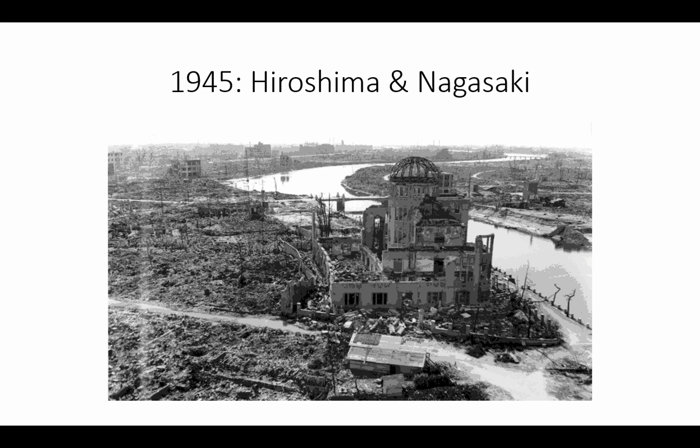These bombs were used. Two atomic bombs were dropped on Japanese cities, the Japanese cities of Hiroshima and Nagasaki. So this was towards the end of World War II, when war had ended in Europe, but the war between the Americans and the Japanese continued. And this was used as a way of ending the war.